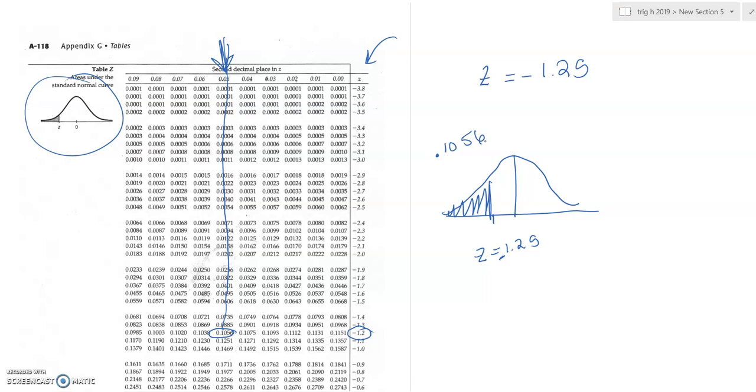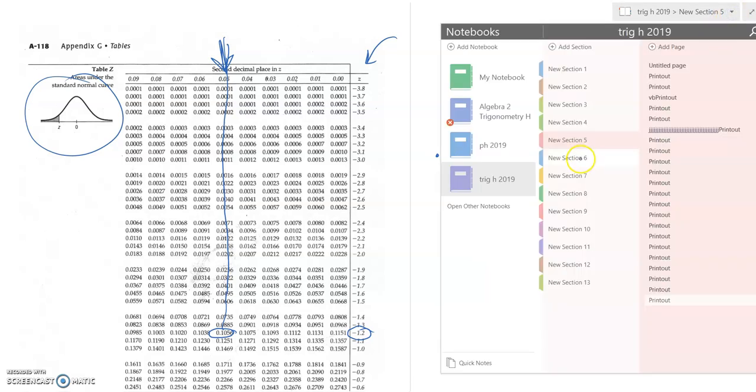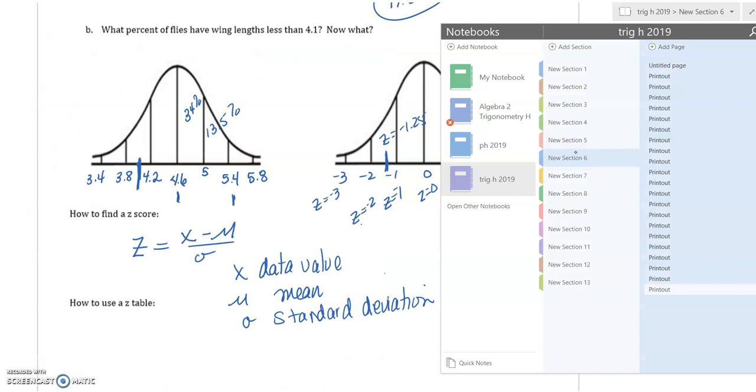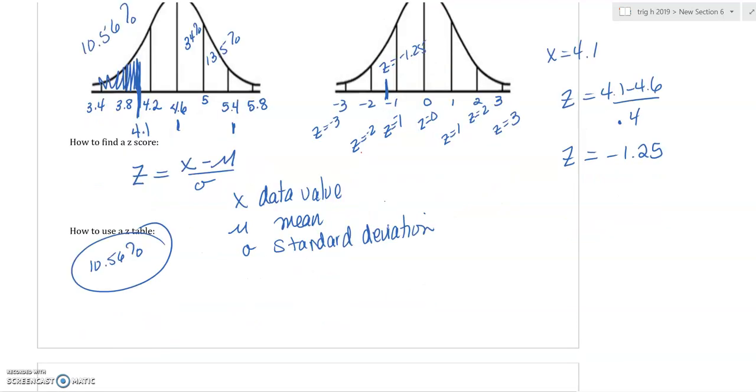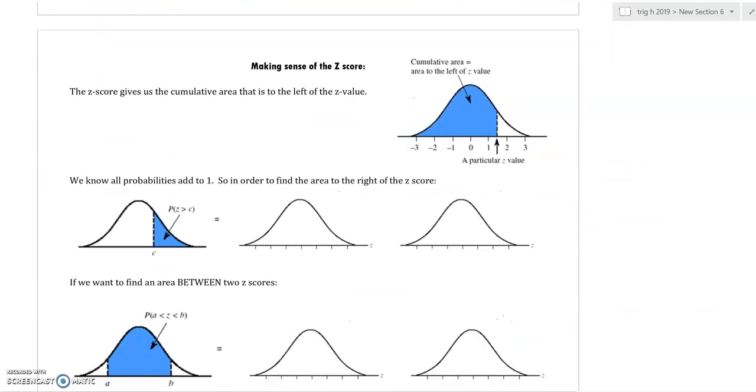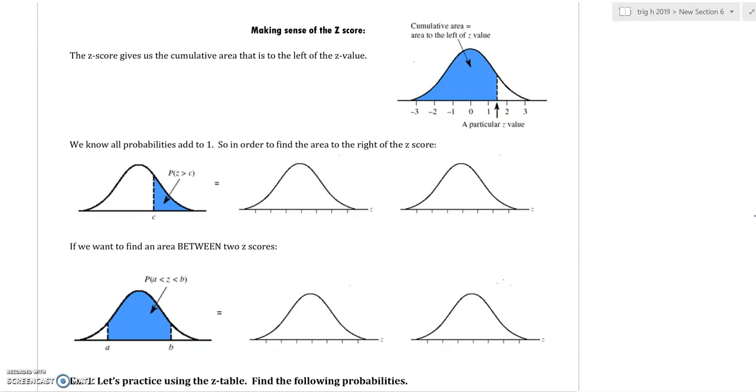Okay, so let's go back to our example. They're telling you that 10.56% of flies have a wing length less than 4.1. So this area under the curve, at the z-score for 4.1, would be 10.56%. Okay, let's do some more examples. Okay, making sense of the z-score.